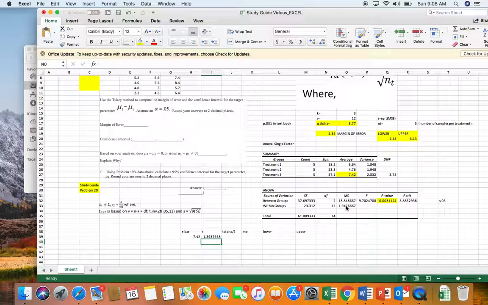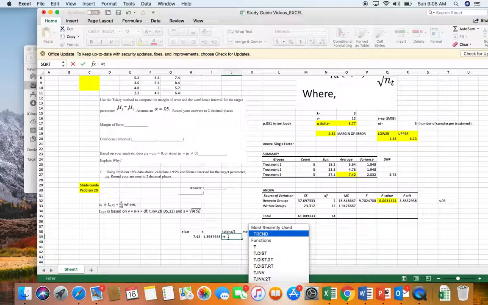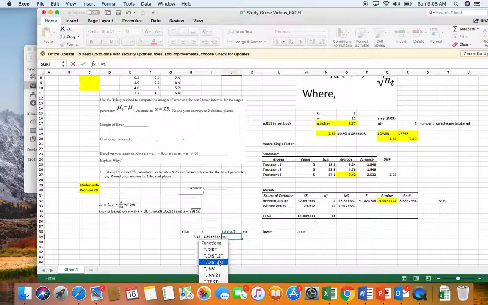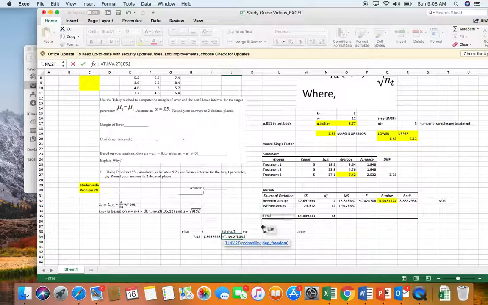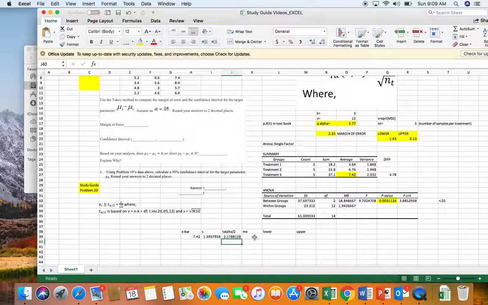And that's that. Now for T alpha over 2, we're going to use T.INV.2T because it's 95%, our probability is 0.05. Now, degree of freedom happens to be the degree of freedom from the ANOVA analysis that corresponds to and is adjacent to the mean square error term. So that is 12. And it's this cell right there. And that gives us T alpha over 2.